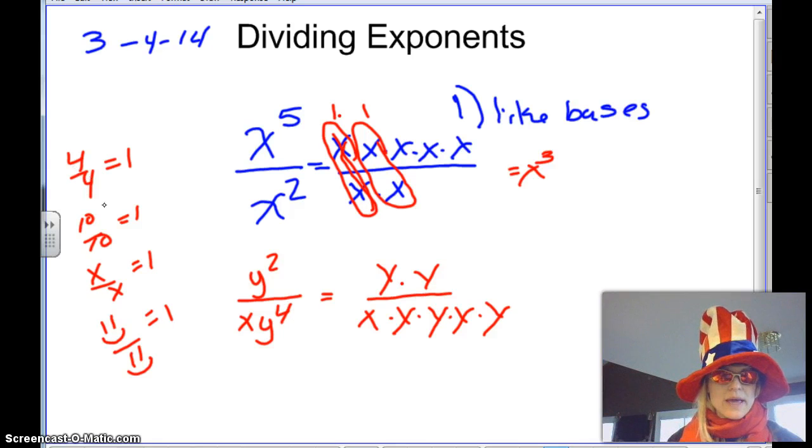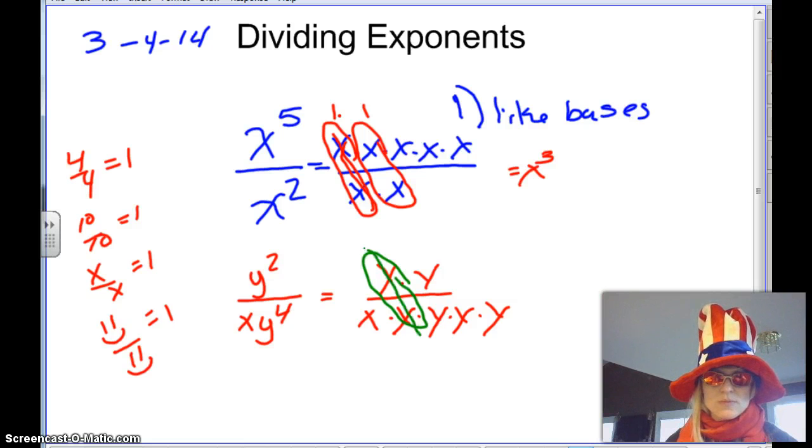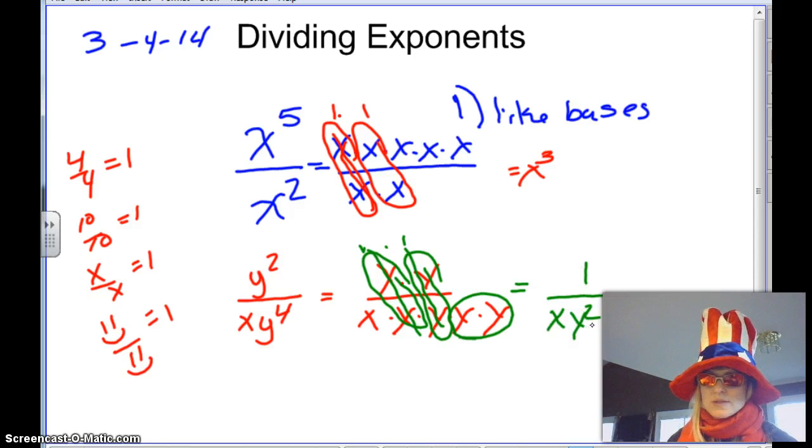So again, I want to look at where my like terms are, because the same number over the same number is equivalent to 1. So if I go over here, I have a y over a y, so I can cross those out and it just becomes 1. And I have another y over a y, so I can cross that out, and that's just 1. And that's it. So I'm left with 1 times 1 on the top, which is 1. And then I have this x here, nothing paired up with that, so I leave it. And then I have y times y left, so that's y squared. So my answer is 1 over x y squared. Does that make sense?